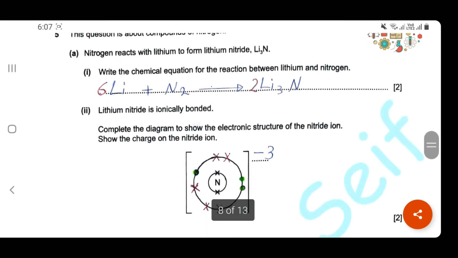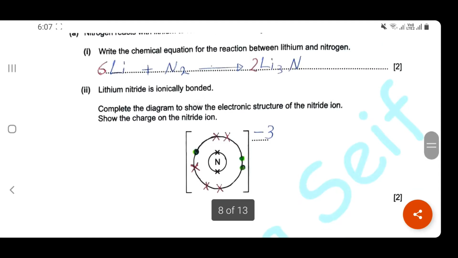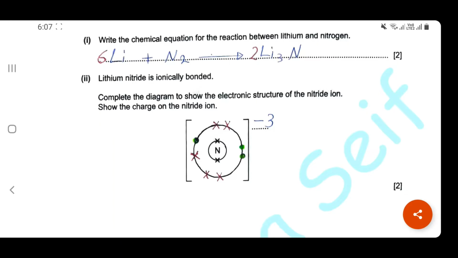Lithium nitride is ionically bonded. Complete the diagram to show the electronic structure of the nitride ion and show the charge on the nitride ion. A nitrogen atom is a non-metal atom, so it will form a negative ion. It's in group 5, so it has 5 electrons in its outer shell. It needs 3 more electrons to complete its outer shell to 8. So it will accept 3 electrons from 3 different lithium atoms, and the charge here will be -3. You have to choose 2 different symbols, one for the electrons that come from the nitrogen atom and the other for electrons that come from lithium atoms.